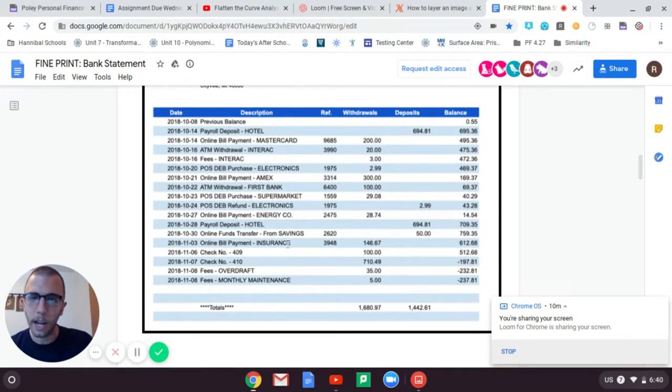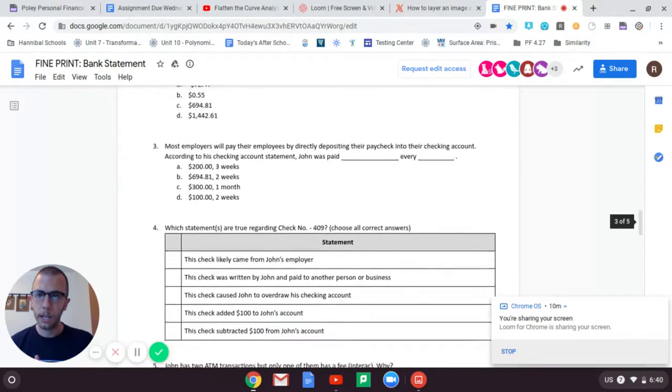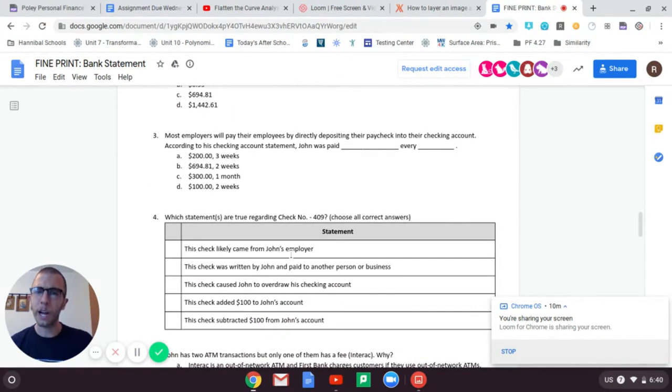Check 409 was a withdrawal for $100. So that is money that is going out of his account. He's paying $100 to somebody. So the check likely came from John's employer. That can't be, right? If he's writing that check to somebody, that money is going somewhere else. So the check did not come from his employer. No, do not check off that first one. That is not true.